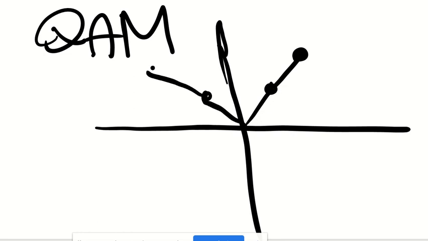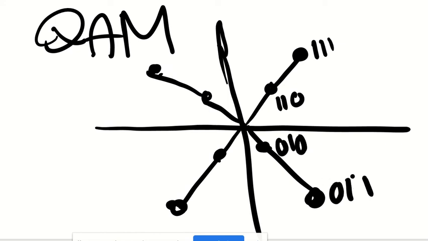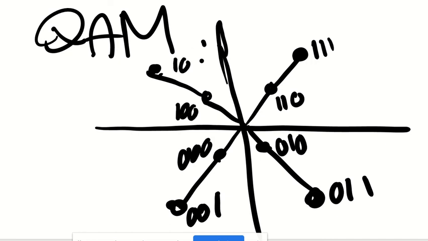Then you can have 2 here. Then you can have 2 here. And you can have 2 here. So for example, if this is 110, this is 111. For 3 bits, I have 8: 1, 2, 3, 4, 5, 6, 7, 8. This can be 010, this can be 011, 001, 000, 100, 101. Okay, so this will be the constellation diagram for QAM.